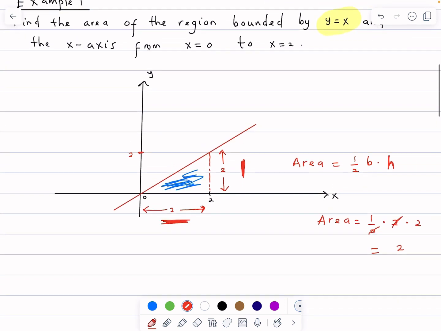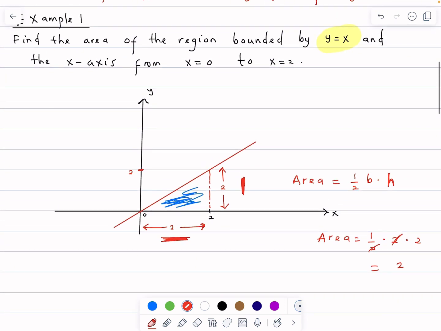So another way to solve this problem is, when you see a problem like this, find the area of the region bounded by y is equal to x and the x-axis from x equals 0 to x equals 2, you can just compute this integral from 0 to 2. The 0 to 2 is coming from x equals 0 to x equals 2. The integrand will just be x, and that is coming from y is equal to x.